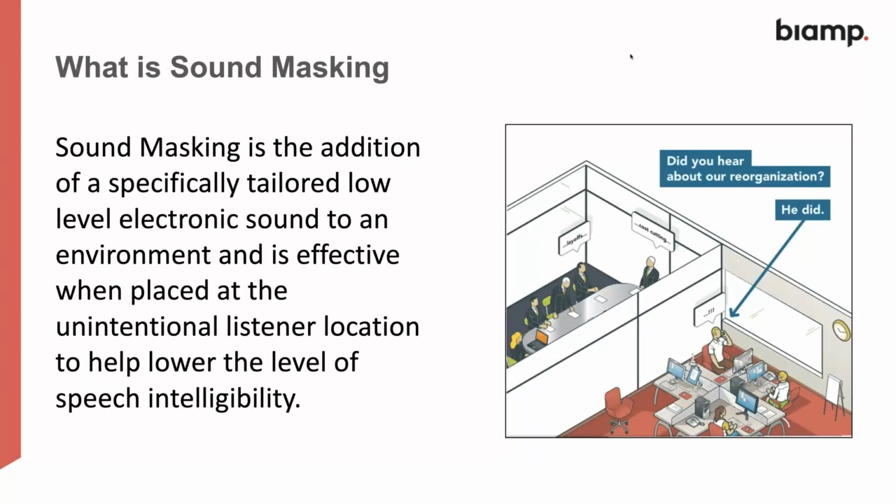So what is sound masking? Well, we define it as the addition of a specifically tailored low-level electronic sound to an environment which is effective when placed at the unintentional listener location to help lower the level of speech intelligibility. And that's a graphic on the right-hand side of the slide, sums it up pretty nicely, actually. It's the way that people can have reduced speech privacy.